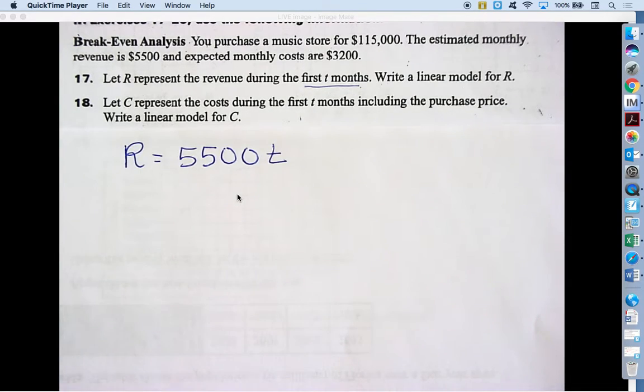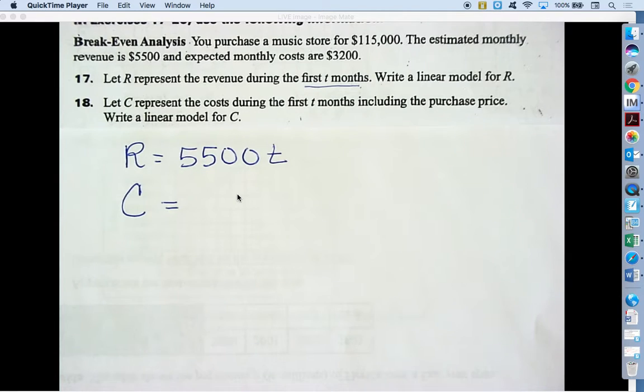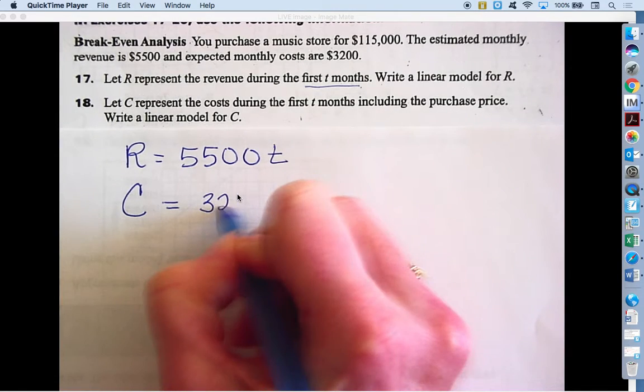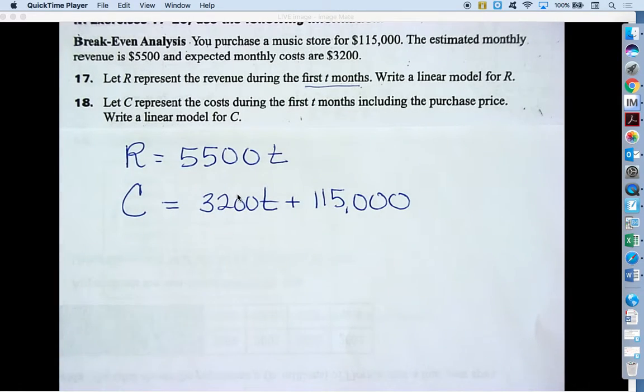Number 18 says, write an equation to represent C, or cost. What does it cost you to have this company? So we're earning $5,500 a month, but what would the cost be to have the company? Dylan? 3,200 T plus 115,000. Good. So it says that the monthly expenses are $3,200. An expense is part of a cost, but then you also have to pay for the music store, which is also part of your cost. So the amount that you have to pay to purchase it is that $115,000. So both of these pieces represent the cost.